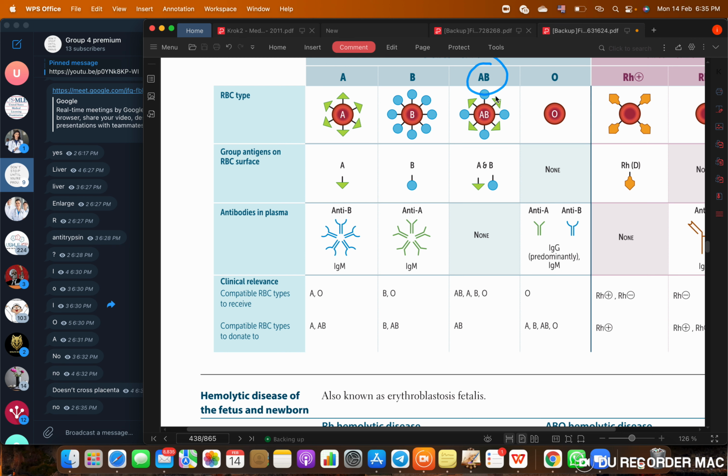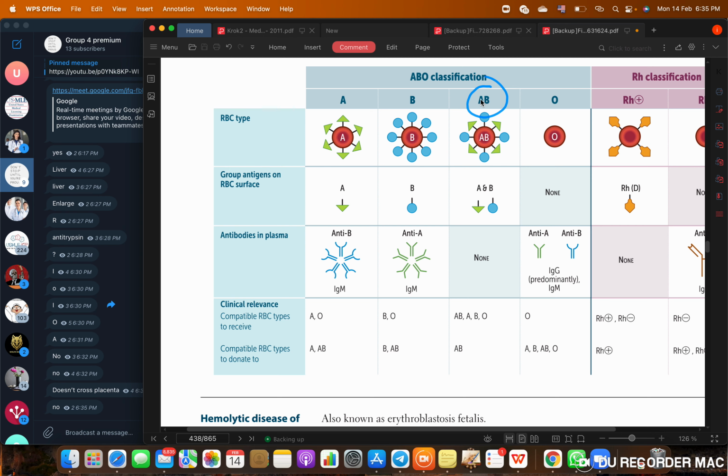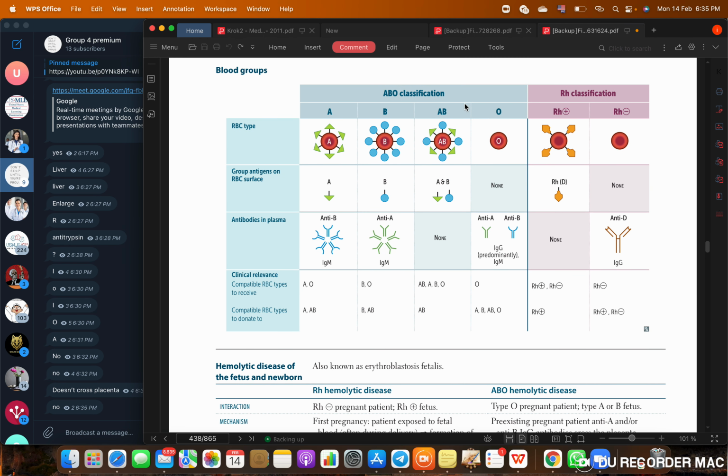AB people are really, really selfish. They take it from everybody, but they don't give anybody. I mean RBCs. They take RBCs from everybody, but they don't give anybody RBCs. Why? Because the AB blood group has no antibodies in the plasma. So if you give him anything, he will be like, yeah, thank you. It's nice.